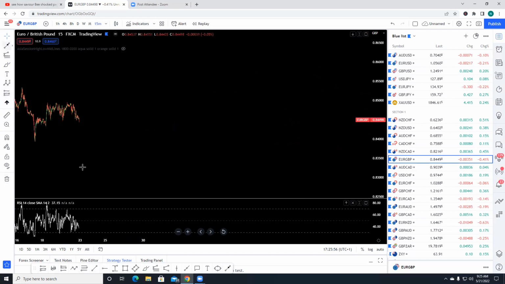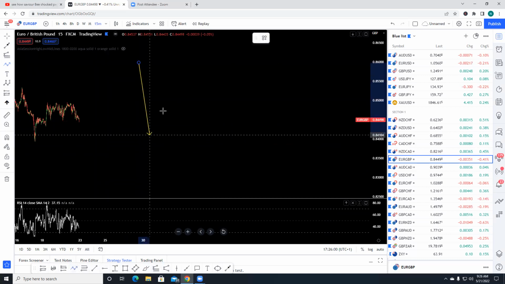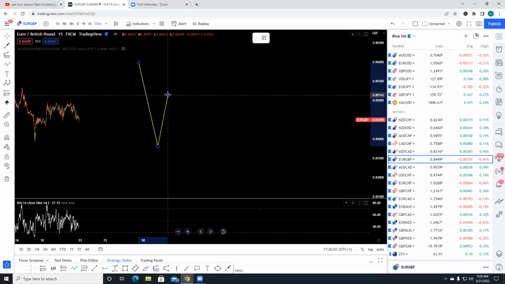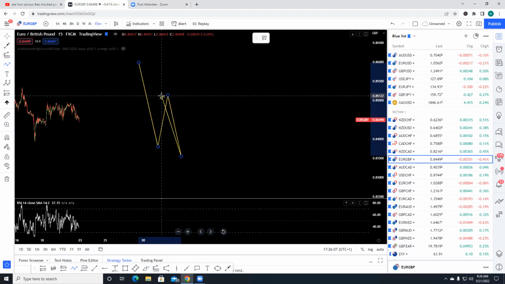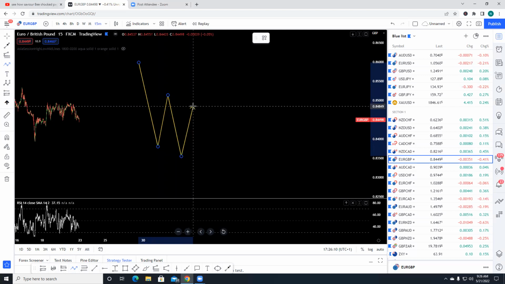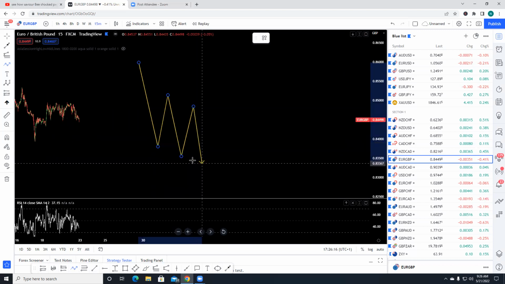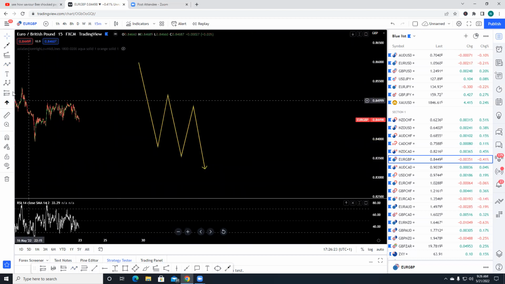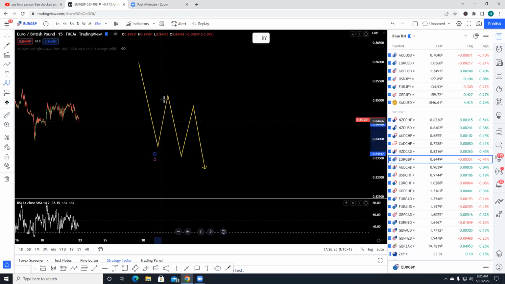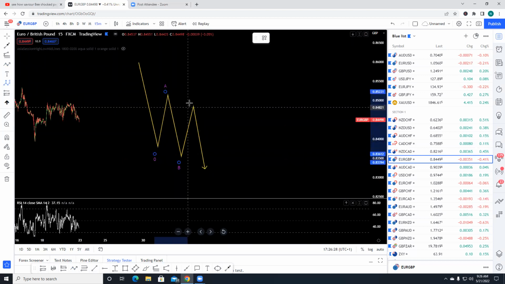Okay, so if you have the structure like this, you have impulse, you have wave A, gentleman, wave B has to break the start of wave A, and wave C does not get to the end of wave A. This is a running flat. Okay, before you can trade a running flat for the continuation move to the downside, it must break the level, the start of wave C. It must break it this way. So what do you see here? Let's label it real quick, guys. This is A, this is B, and this is C.